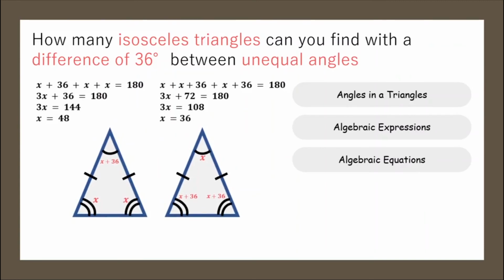So let's just substitute them into each of their respective triangles, and this is what we get. These two triangles. These are the two isosceles triangles that have a difference of 36 degrees between unequal angles. A quick sense check, I would just double check that each of my triangles do actually add up to 180. And they do, so that's an indication that we've gone down the right path.